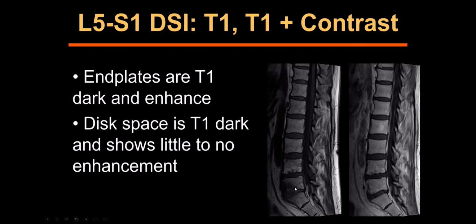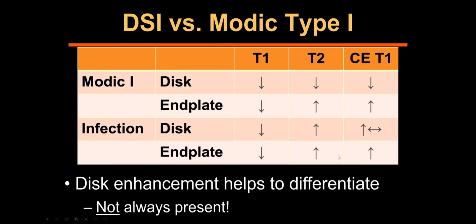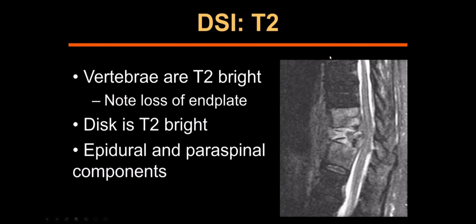Here is our T1. You can see the low signal, and then that kind of fills in on the post-contrast. Notice, though, that the disc space looks dark here, and boy, to my eye, it still looks dark here. So let's enter this data into our chart and see if contrast enhanced helps us. Well, it helps us some of the time. If you see the disc enhance, it pushes you toward infection, but the problem is that it's not always present. So that is not as much help as we would hope.